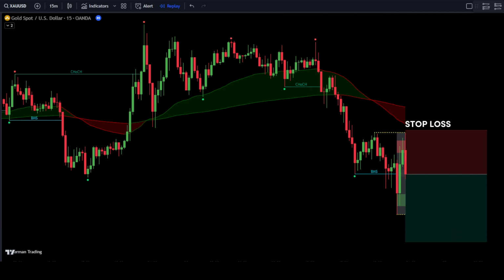Place the stop loss above the discount zone. Use a target take profit with a risk to reward ratio of 1 to 1.5.